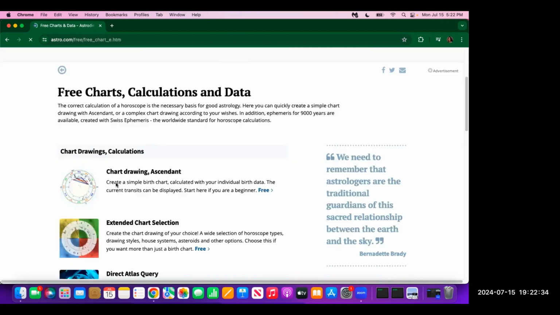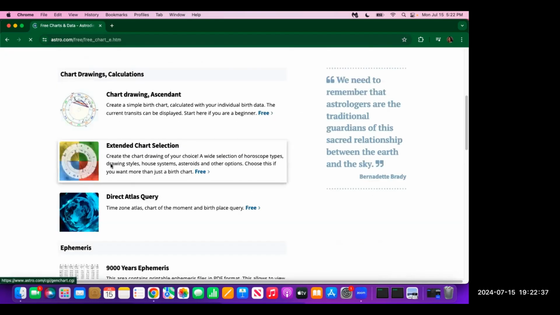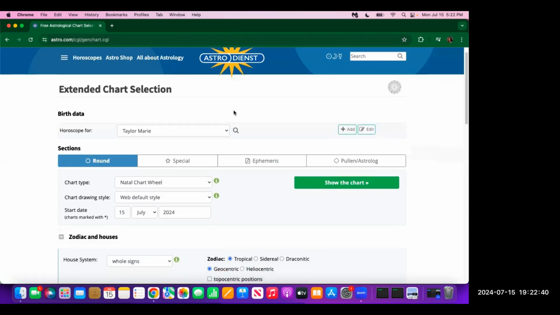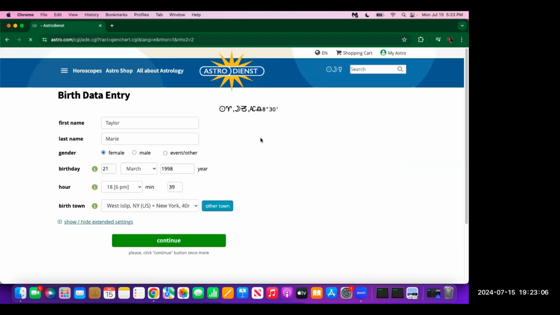Once you click extended chart selection, this is where your page might look a little different than mine because I already have an account set up. It should say either enter your birth information or log in and create an account. So this is where you could either not create an account and type in your information and pull up your chart like that. If you want to create an account, I do recommend doing that because it will save your information and then you don't have to plug it in every time. When you go to plug in your information, it should look like this. So I just want to make sure that everyone at least gets to this point, and then we'll take some time to type out our information.